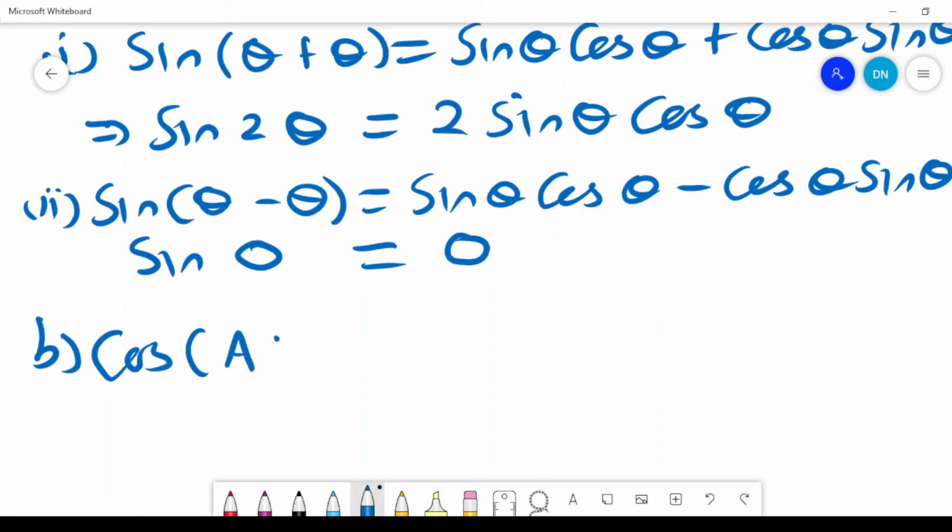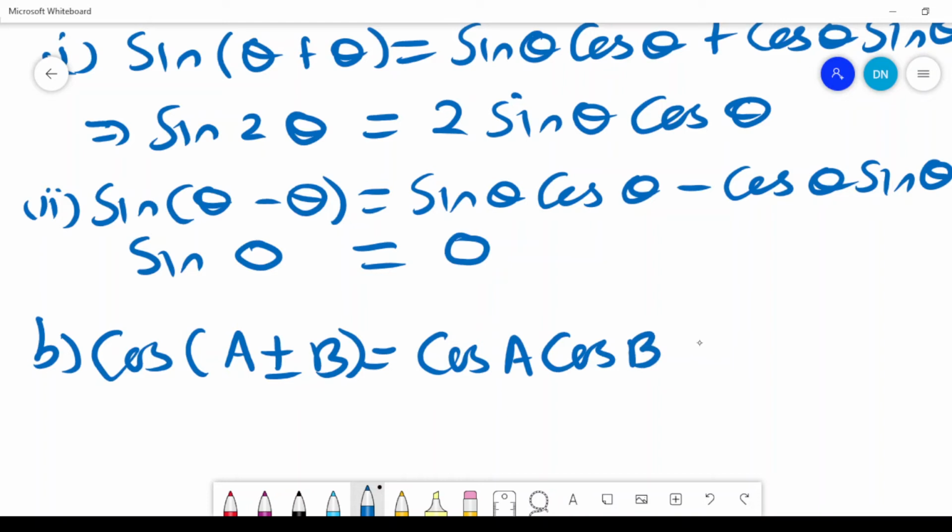Cos of A plus or minus B. Now, for the cosine, things are slightly different. When it is positive here, there it's negative. When it's negative here, it's positive. And that's what we have there. So that gives me cos A cos B, and then sine A sine B.